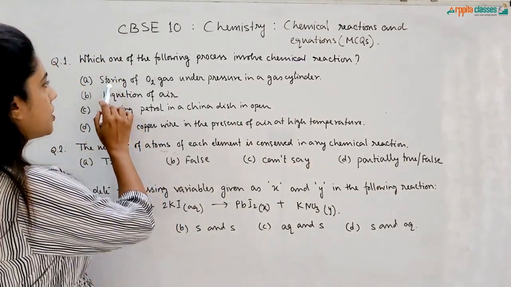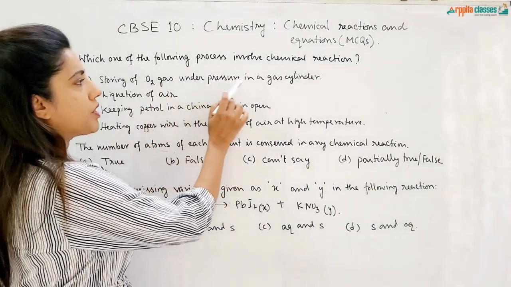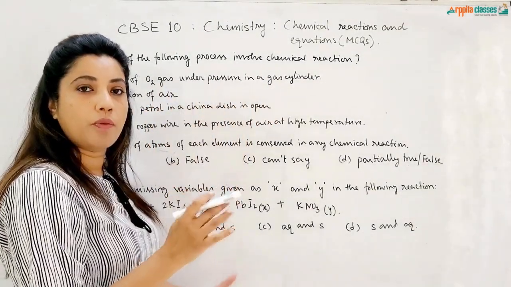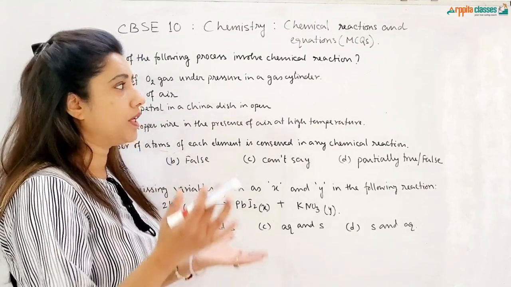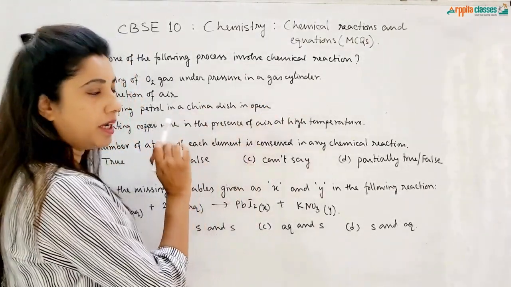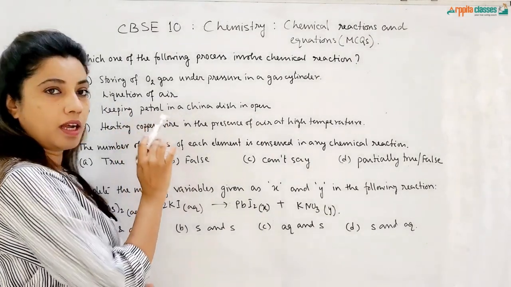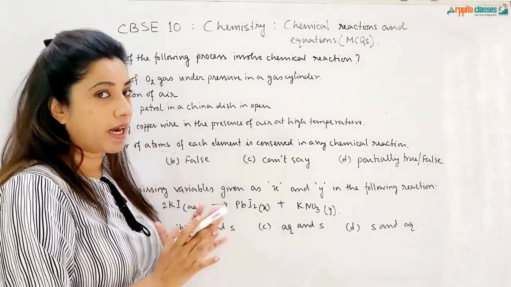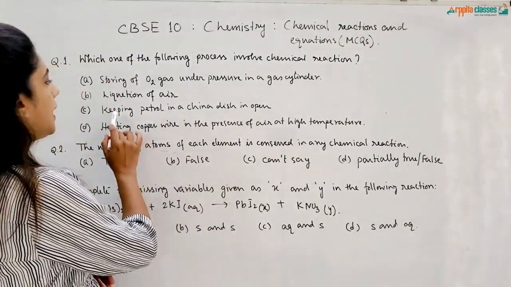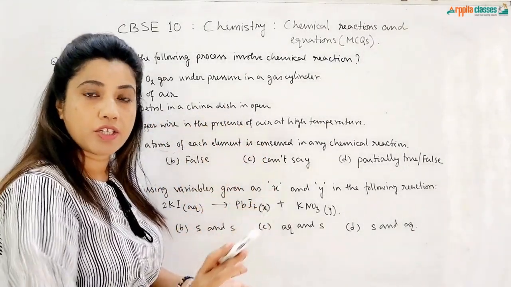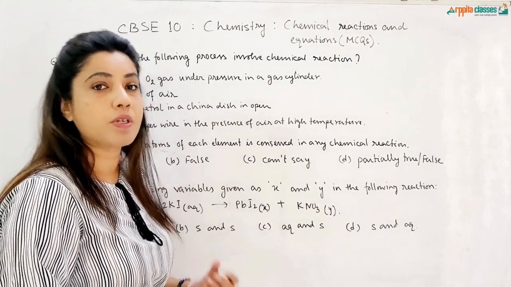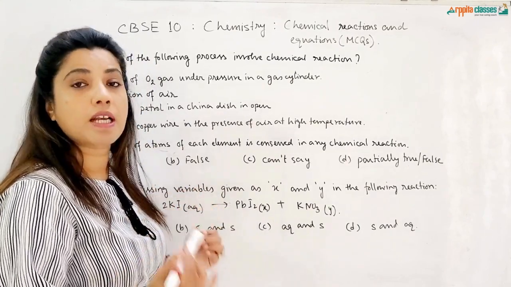So the first option is storing of oxygen gas under pressure in a gas cylinder. So here we are storing the oxygen gas, we are not getting any new substance, we are just storing it under high pressure. Second is liquefaction of air, we are liquefying air, which is again not a chemical change. Keeping petrol in a china dish in open. If you keep petrol in a china dish in open, evaporation will take place, which is again a physical phenomenon.